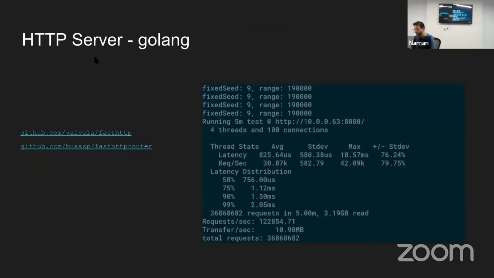Yeah. So this is just the HTTP server we used for Golang, fasthttp it's called. And with it, we were getting around 123K requests per second, and the 99th percentile time was around 2 milliseconds. So that's really good, right? And this is with a 2-core CPU.